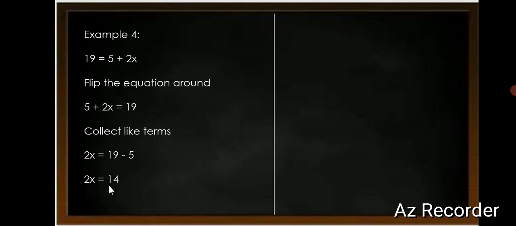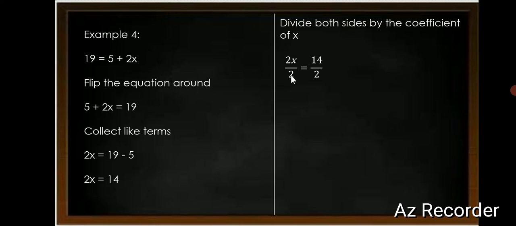So what do we do at this stage? You can see that we are still coming back to this stage in mathematics. It's an important step that you must learn. Okay, so what do we do? We divide both sides by the coefficient of x, which we've already established. By dividing both sides by the coefficient of x, which is 2, we'll have x leaving us with 7.